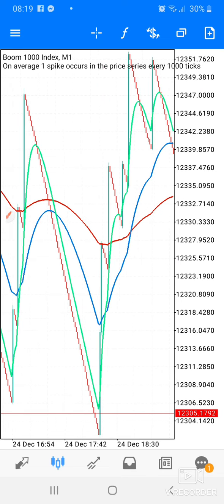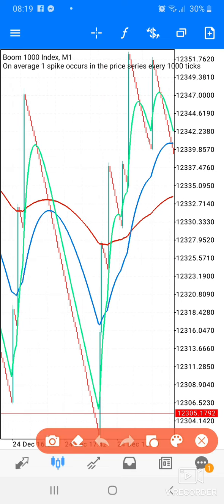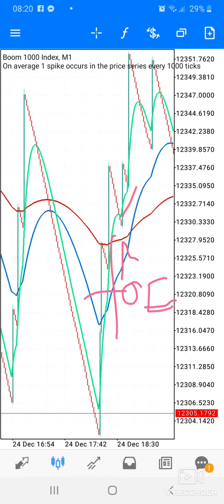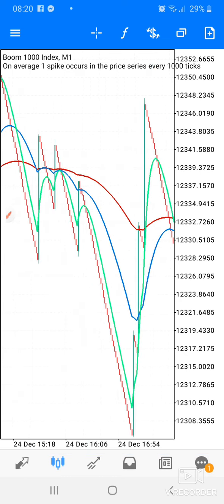Here again, we can see that there was a breakout on the 200 exponential, and here I was going to enter when the price was closer to the 10 exponential. So my entry is here, and I was going to be able to catch this spike and that spike. Then I will exit. Okay, let's check.